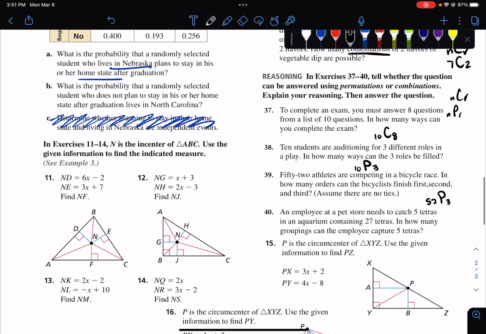And then number 40, an employee at a pet store needs to catch 5 tetras in an aquarium containing 27. How many groupings can the employee capture? It doesn't matter if it's the first one in the group or the second one in the group. It's 5 tetras in a group. So you're going to do 27C5 for that one. All right, geometry stuff.